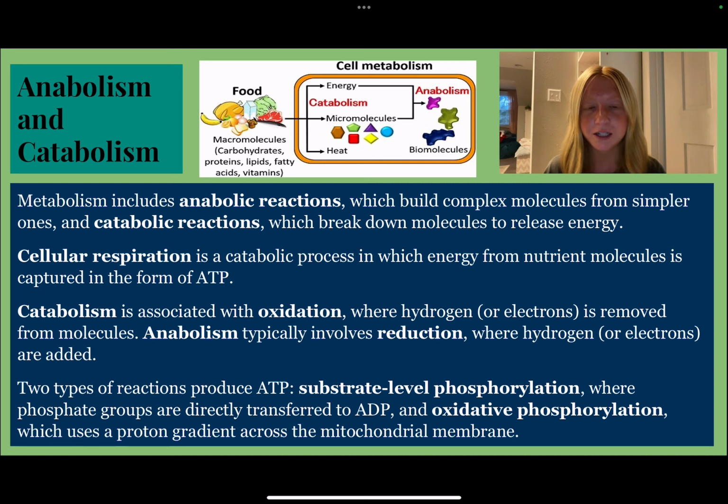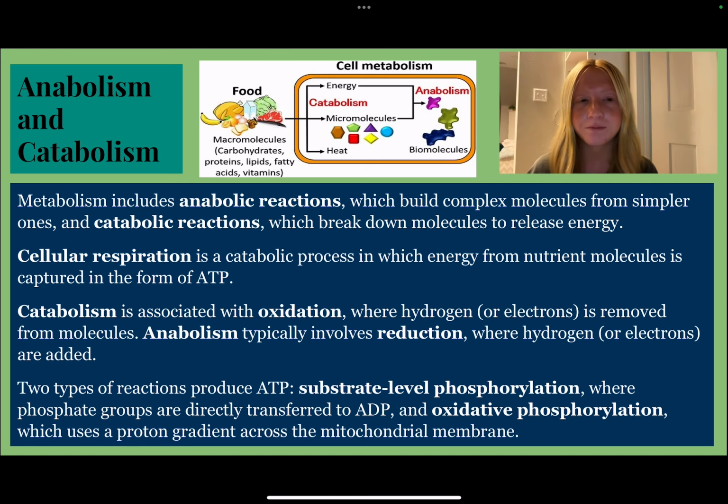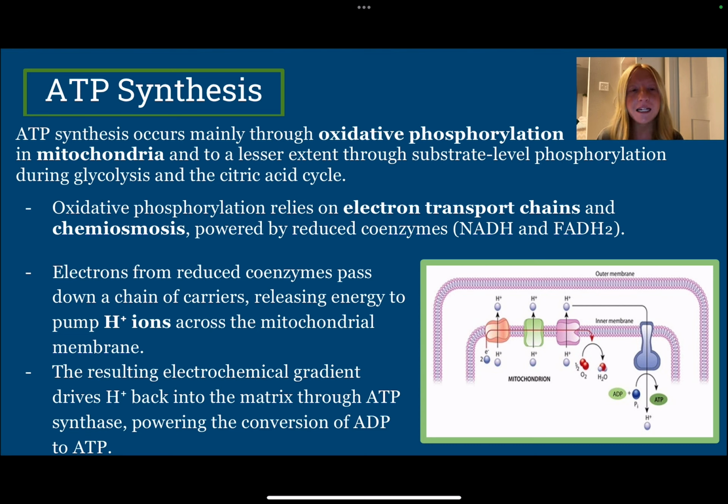Two types of reactions that produce ATP are substrate level phosphorylation and oxidative phosphorylation. Substrate level phosphorylation is where phosphate groups are directly transferred to ADP, while oxidative phosphorylation uses a proton gradient across the mitochondrial membrane. ATP synthesis occurs mainly through oxidative phosphorylation in the mitochondria, and to a lesser extent, through substrate level phosphorylation during glycolysis and the citric acid cycle.